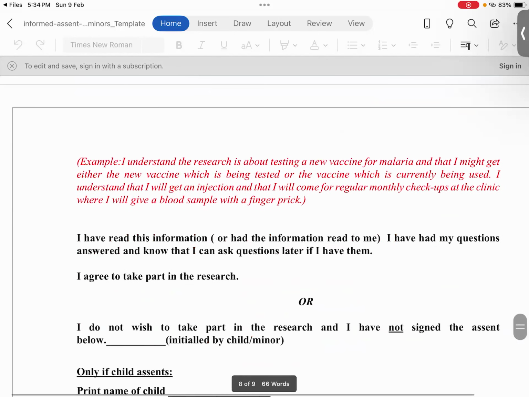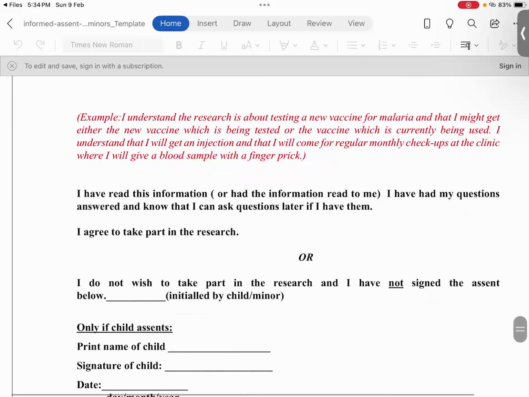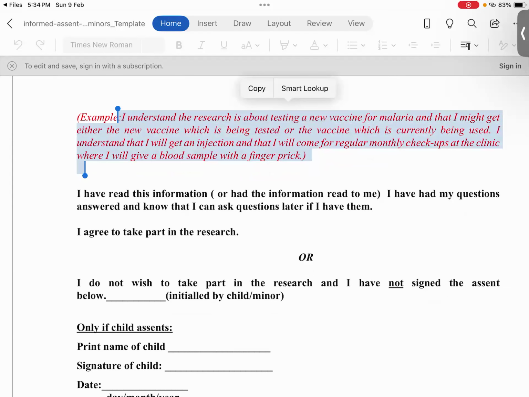So here they will give their statement. I understand this, the way we have studied this. This research is about testing a new vaccine for malaria, and I may get either the new vaccine or the old. I understand I will get an injection, and that I will come for regular monthly checkups at a clinic, and I will give a blood sample with a finger prick. So that is explained to that extent.